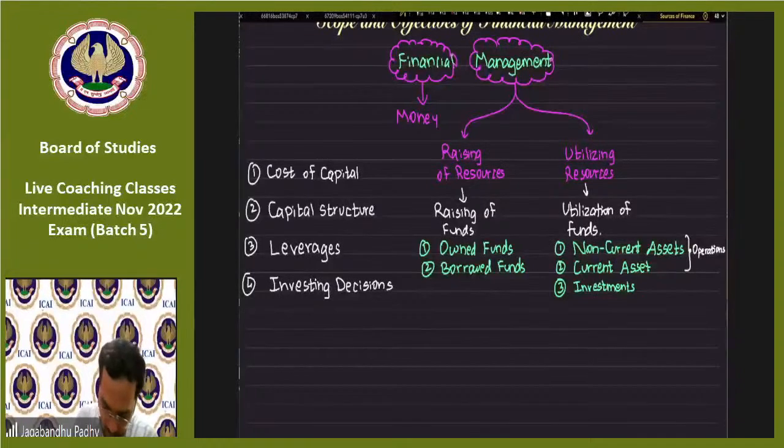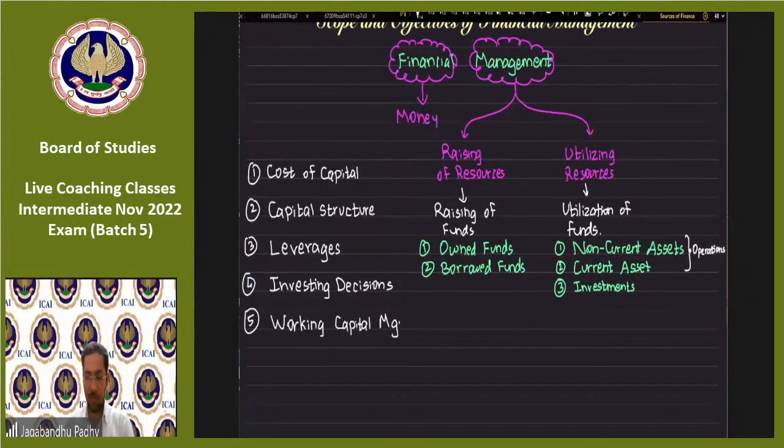Now, the fifth one is working capital management. Can you tell me where does this working capital management lie? Because it tells you how much money you should invest, how much stock you should keep, how much cash balance you should keep, how much amount of creditors you should maintain. It tells you all about those things, or it tells you to estimate what will be the level of working capital that you will have.